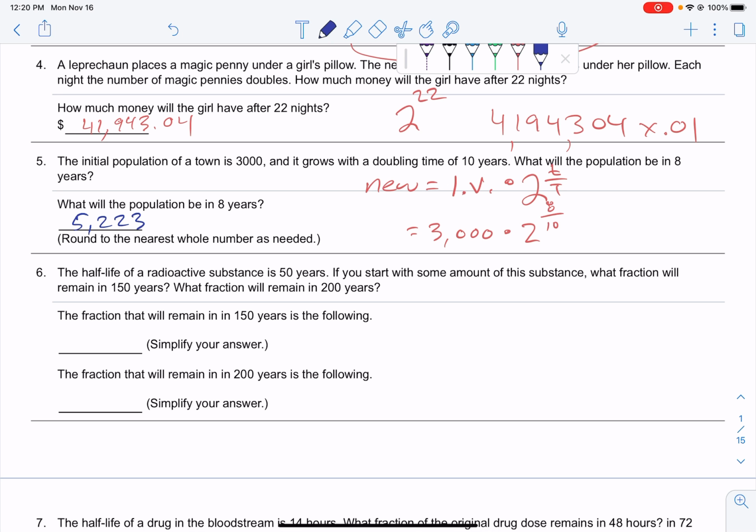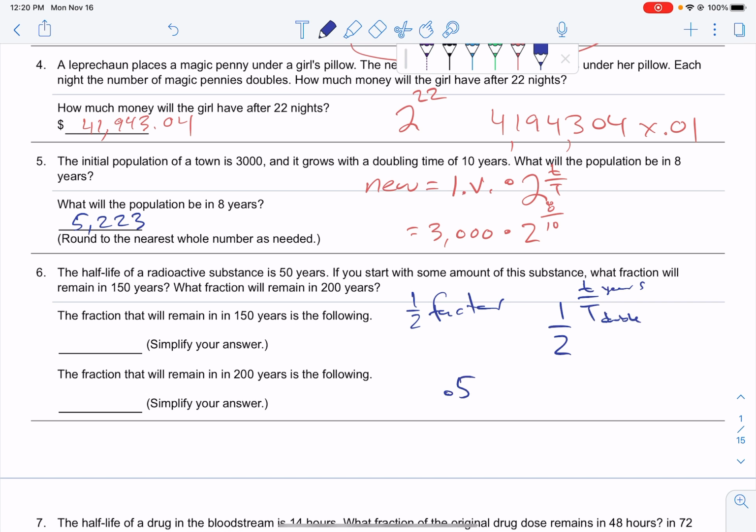So we're just looking for our half-life factor, okay? It doesn't tell us what we're starting with. It just wants to know what is the factor that we're going to be reducing by. And to do that, you take 1/2 and you raise it to the little t over big T. And remember, big T is your doubling time and little t is your years.